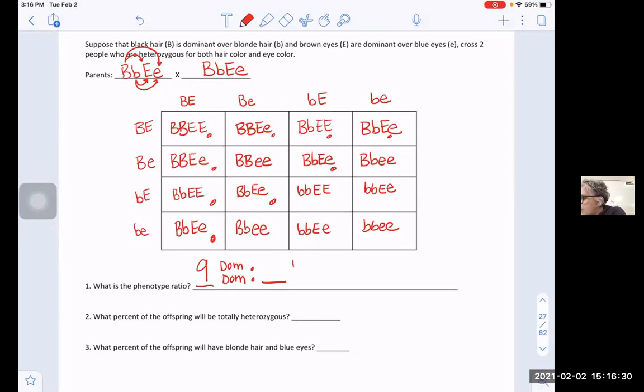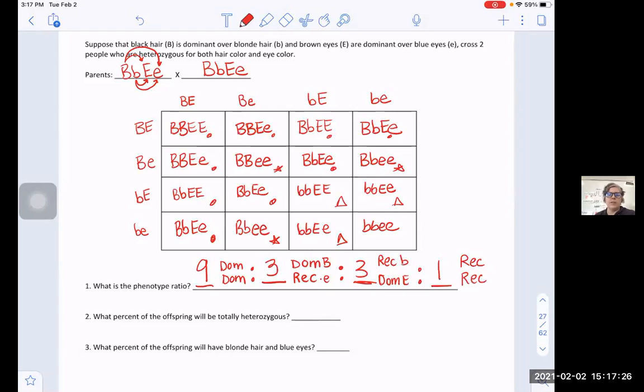Then we'd count up how many are dominant for B, but recessive for E. So we could go 1, 2, 3. And then count up how many are recessive for B and dominant for E. Oops, I should leave space for that. It would help if I made a recessive B. And we would find 3 of them. So right here, here, and here. And then our last number is how many are recessive for both. And that would be our 1. So it will always be a 9:3:3:1 phenotype ratio when the parents are heterozygous for both traits.